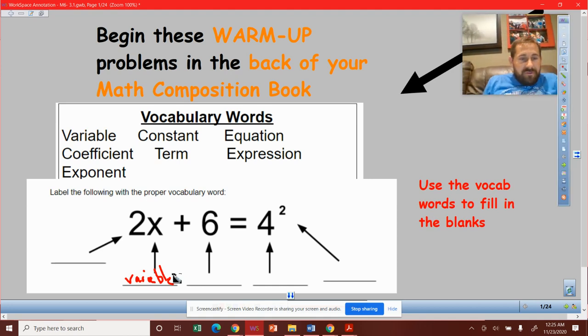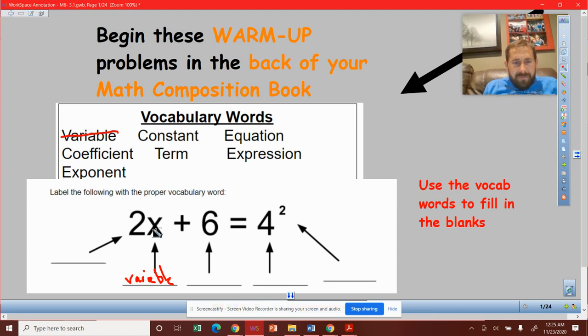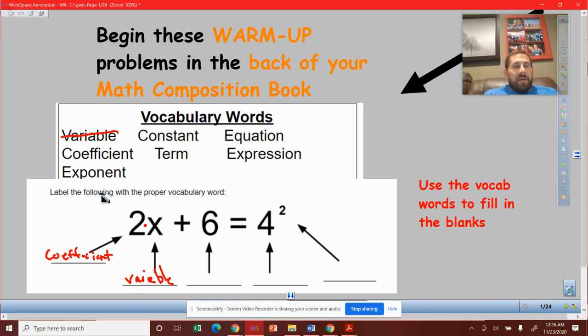So what we've done, and we use variables, so we cross it out. Whenever you got a letter, this could have been an N, a W, a Y, doesn't matter. Whenever you have a letter in an equation, that's your variable. What's attached to the variable is known as the coefficient. It tells us we've got 2 x's, or 2 times x. Remember, we have a dot there. So that's known as the coefficient, the number that is attached to the x.